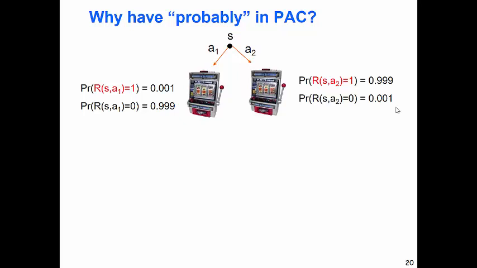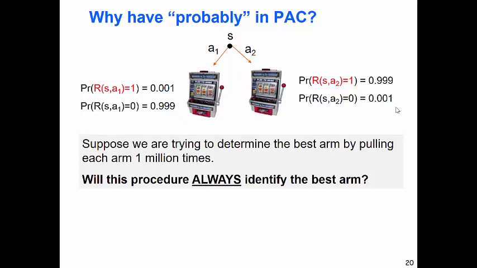You think it would be? What would you do? This is not complicated. Just randomly try and pull each one some number of times, and most likely you would find the best arm, right? If you pull them each 10 times, you would probably correctly identify the best arm. But let's go to the extreme.